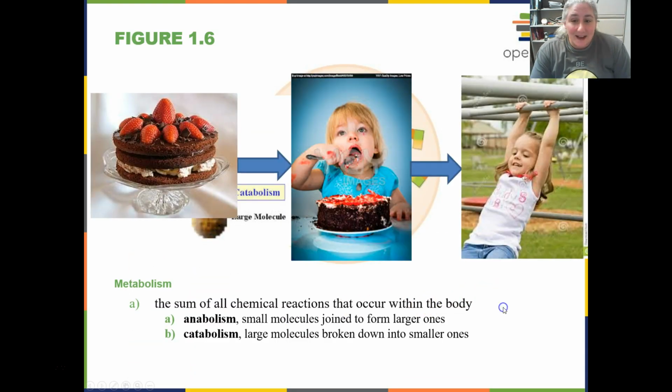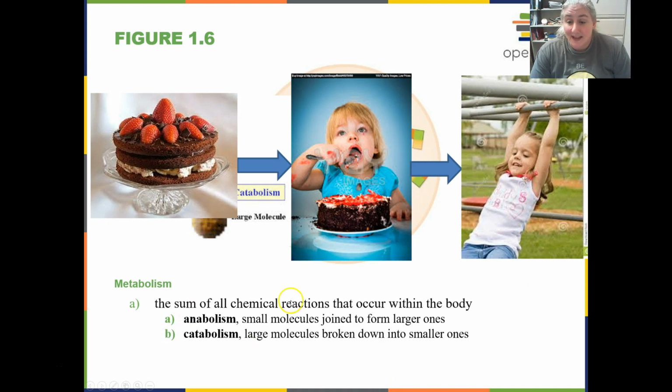So catabolic reactions, then you take that large subunit, you break it back down into its smaller monomers, smaller subunits. And so here we have a child eating the cake. And in that process, we release energy. And so that child then can go out and play. And obviously these pictures aren't the same child and it's not the same cake. It's just a pictorial view of anabolic and catabolic reactions.